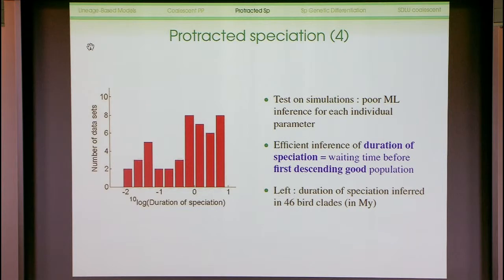So we did the inference on these 46 bird clades, and the distribution that we got from these bird clades is this distribution here, where you see that the duration of speciation goes, it's in million years. So okay, make the calculation. So it goes from 10,000 years, okay, to 10 million years. All right.